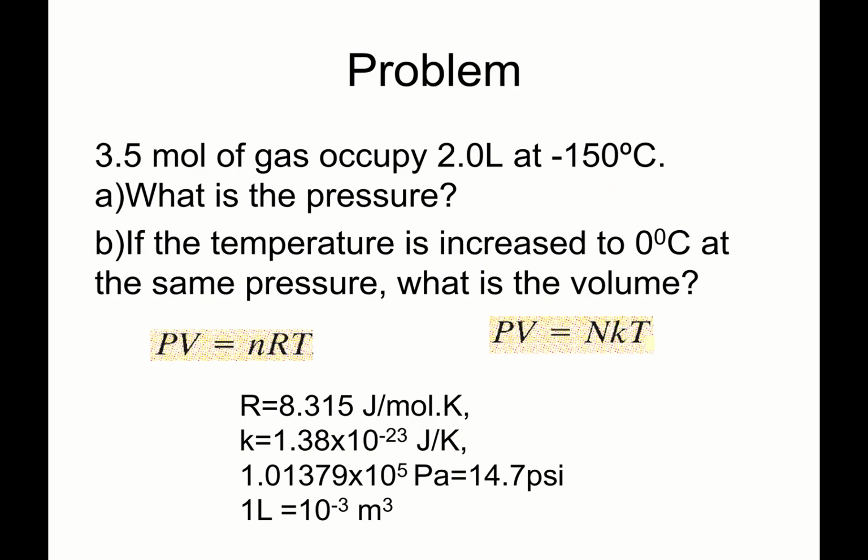Okay, so the problem I want you to do is just a simple ideal gas law problem. Again, you're going to have to do some conversions. I tell you, you've got 3.5 moles of gas in a volume of 2 liters at minus 150 degrees C. I want you to first find the pressure, and then if you increase the temperature to 0 degrees C at that same pressure, what will the volume be?